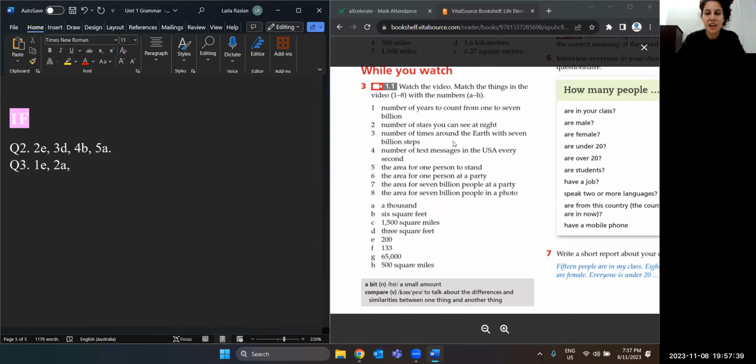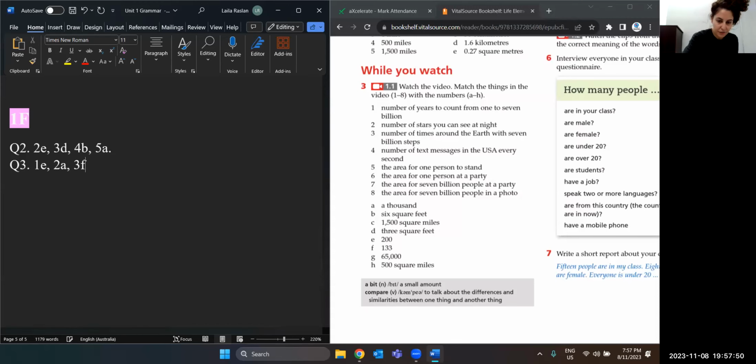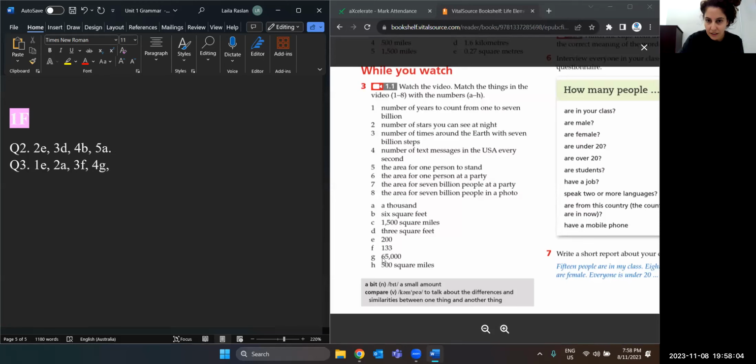How about what's the number of times around the Earth with 7 billion steps? Yes, 133, so 3F. And the number of text messages in the USA every second? 4G, yep. It's 65,000 text messages sent. So 65,000 text messages every second in the USA.